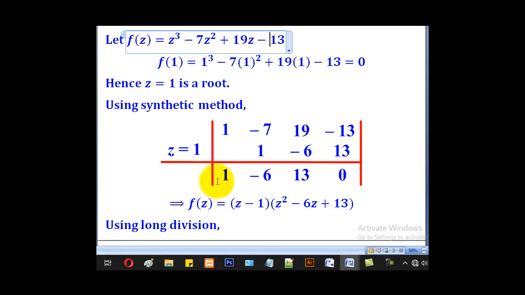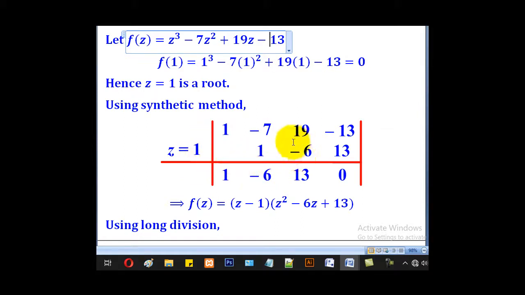After that, you will say 1 times this. So 1 times 1 will give you 1. That 1 you get is what you put under negative 7. After that, you again add this plus this, you get negative 6. Now this negative 6 is again multiplied by this root, which is 1, to get negative 6.